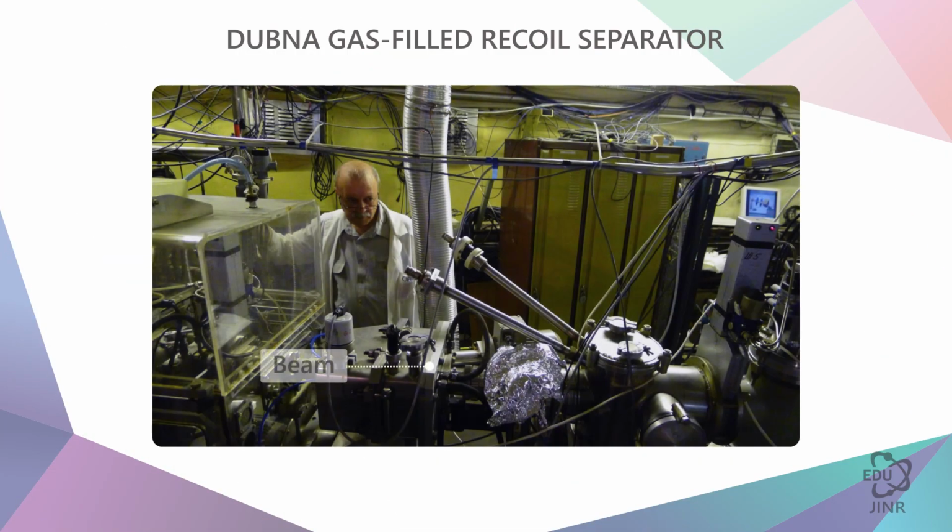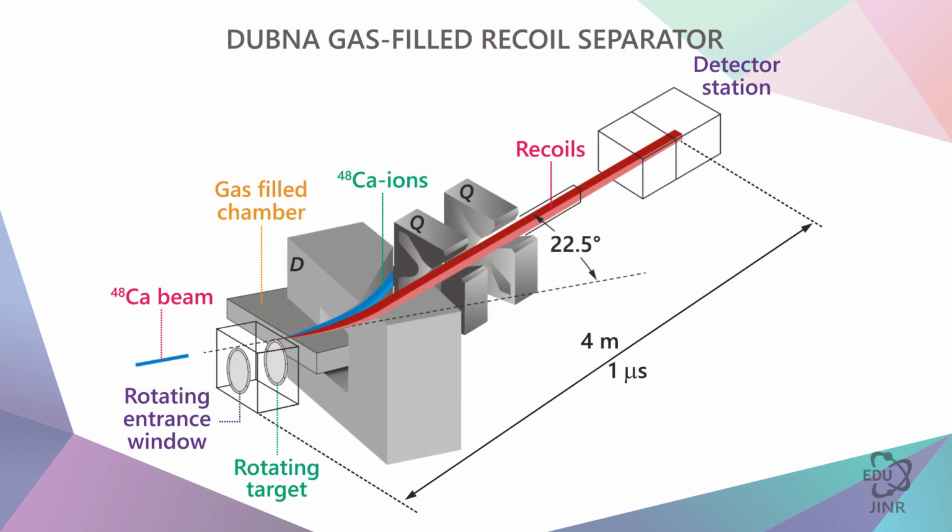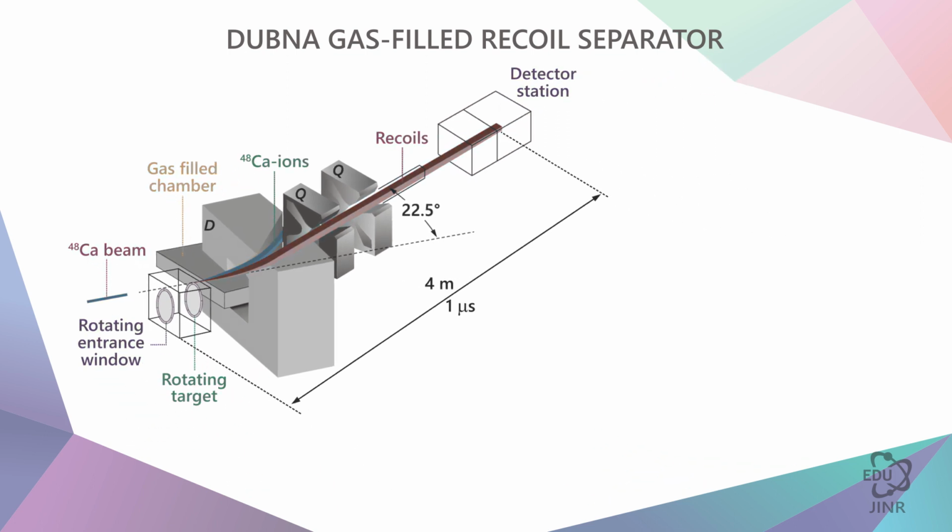This is the entrance to the separator, and here is the target. This is the exit where the detector is located. Let's talk a little about the detector.